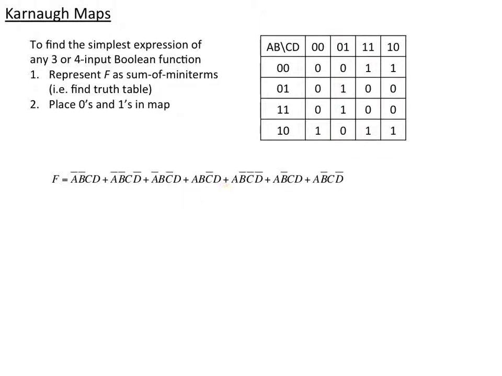Then I have A and B. Not A and B is this row. Notice, again, the order here is not the binary order, but it's this flipped kind of order. So A and B is here. Not C and D is here. A and not B, the last 3 terms all have that. That's this row. I have not C and not D, C and D, and C and not D. So these 7 terms make these 7 ones in the Karnaugh map.